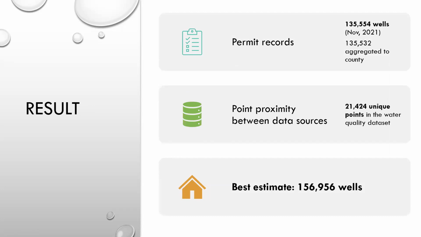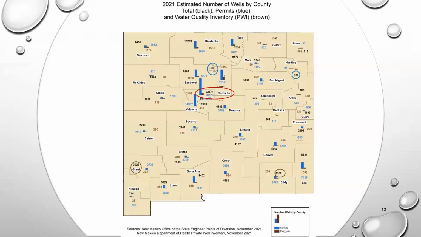So the result is, as I mentioned, 135,000 plus permitted wells. And then there were just in the range of 21,000 unique wells in our water quality data set. So best estimate is just under 157,000 wells in the state. And likely, given the data limitations, this is an underestimate.